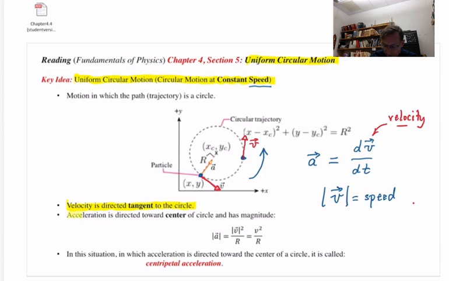First, the direction. It's directed towards the center of the circle. There it is in my picture. Let's go back to where the particle was initially. You see the orange arrow labeled A? Right there?